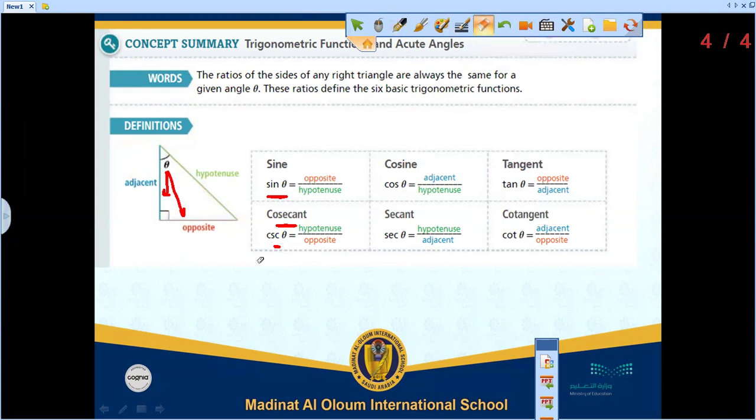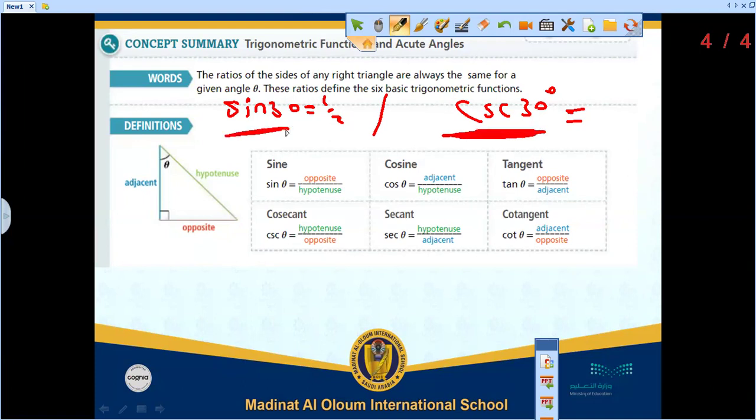For example, if I need sine 30, I can go to the calculator and make sine 30 directly, which is half. But if I ask you about cosec 30, what should I do? I should go to the calculator and make sine 30 and flip it, because it's a reciprocal.